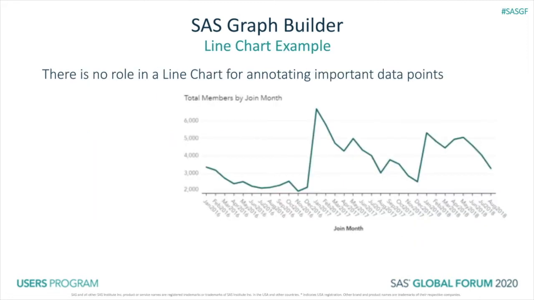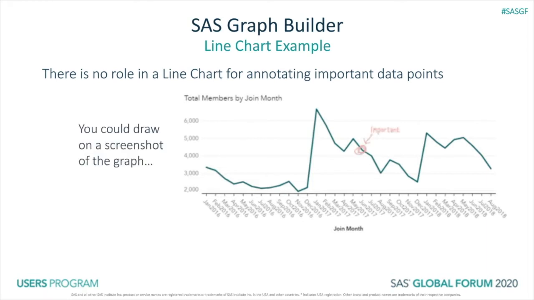Okay, so here we've got a line chart, nothing special, an out-of-the-box line chart showing join month across the bottom and total number of members up the side. In SAS Visual Analytics line charts, there's no way of annotating data points, unless you took a screenshot of it and started scribbling on your important data. In this example, sometime around June, I've highlighted as important, so I've scribbled it on.